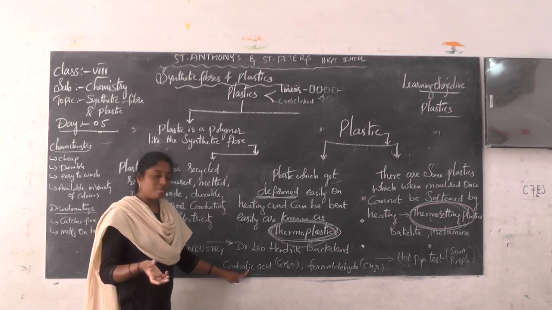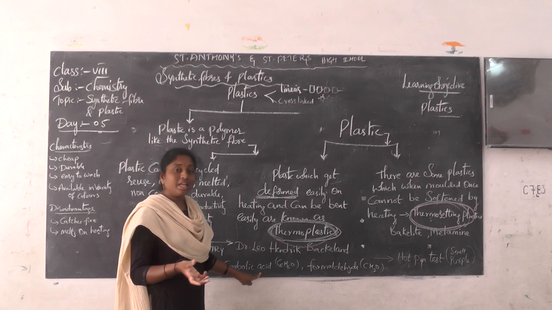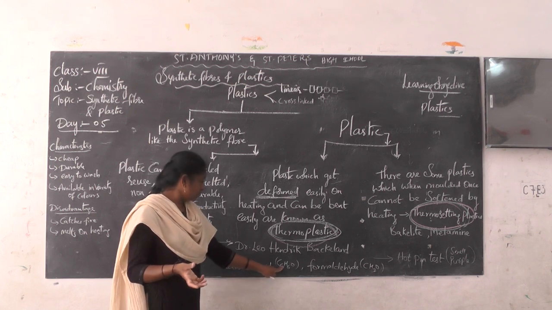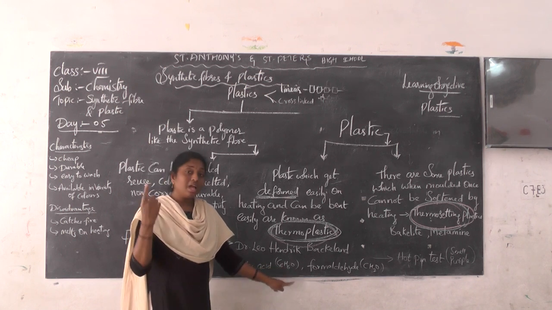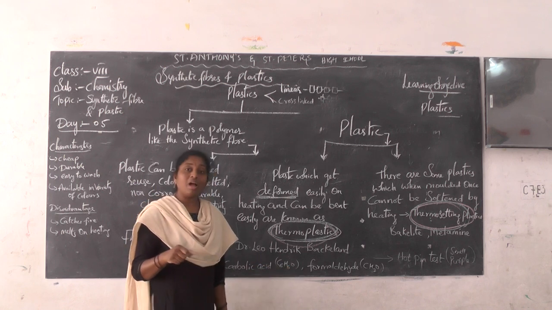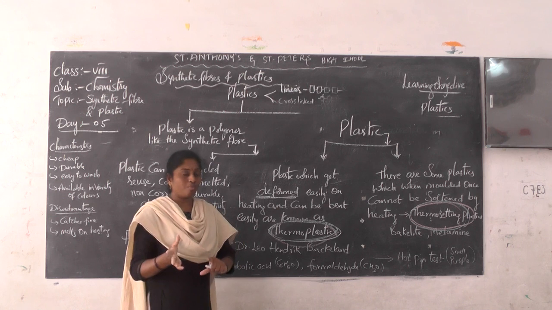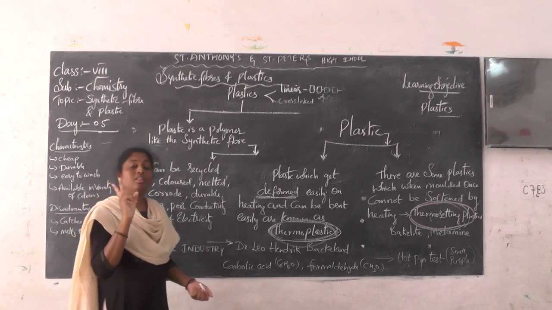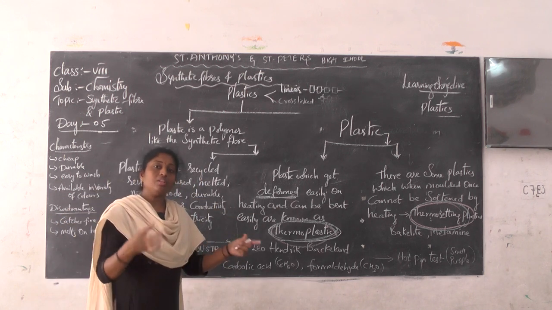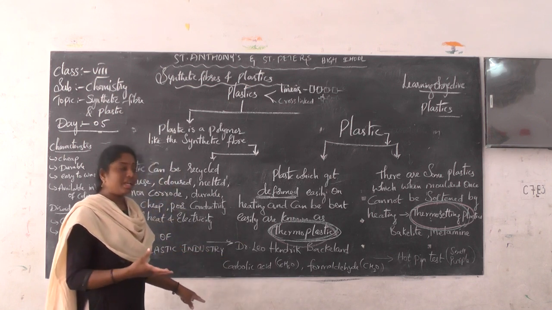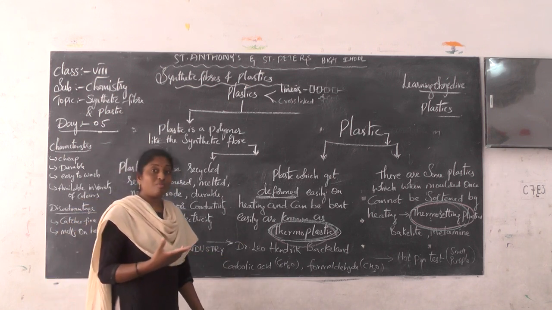The formula of carbolic acid is C6H6O. And another acid is formaldehyde. The formula of formaldehyde is CH2O. He accidentally knocked the two acids down. So what are the two acids? One is carbolic acid, another one is formaldehyde.